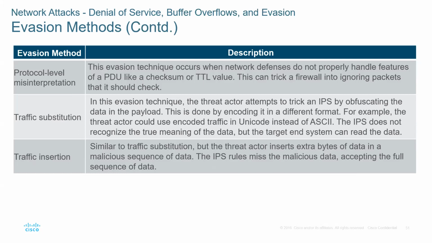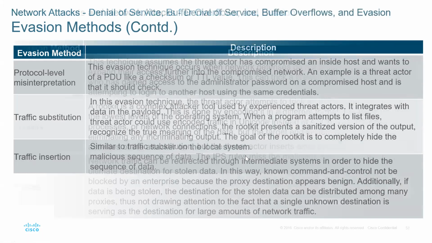Traffic insertion is similar to traffic substitution, but the threat actor inserts extra bytes of data in a malicious sequence of data, and therefore the IPS rules miss the malicious data while accepting the full sequence of the data. So they add a bunch of extra data just randomly in there, null packets basically, that are going to keep the IPS rules from matching.